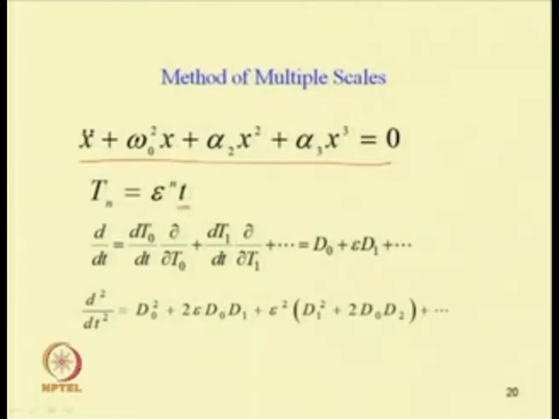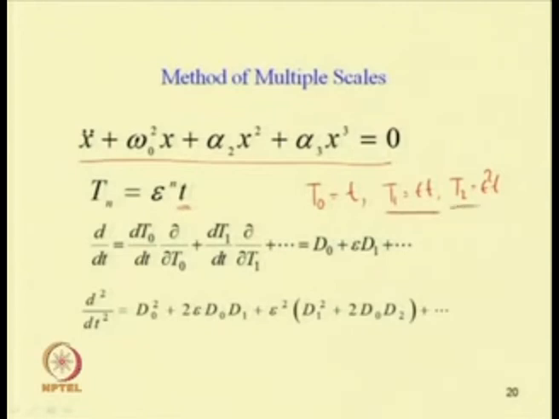So, where t is the time and T n, we have n equal to 0, 1, 2. So, n equal to 0. So, we have T 0. T 0 equal to T, and T 1 equal to epsilon T, T 2 equal to epsilon square T.